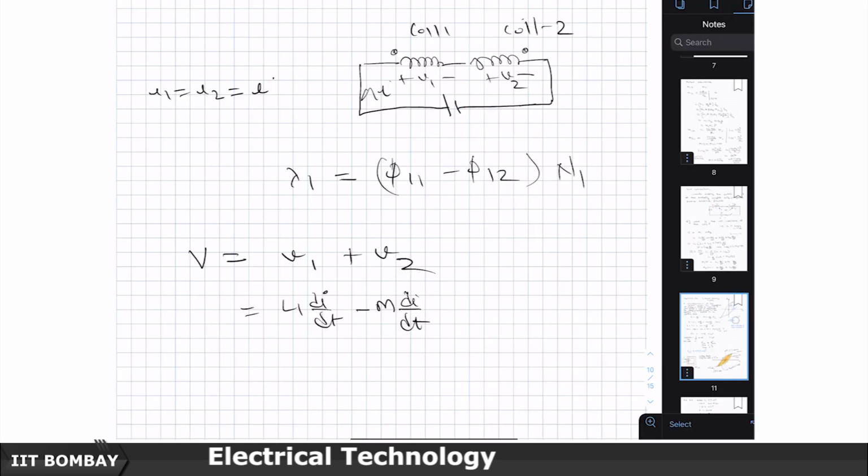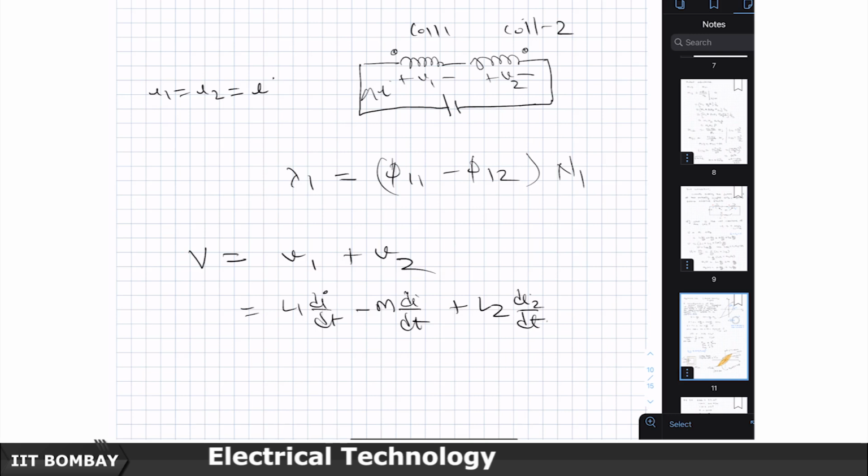Where is this induced voltage? It is in coil 1. What is the cause? The current in coil 2. What is the current in coil 2? It is I. Is it entering the dotted terminal of coil 2? No, it is leaving the dotted terminal of coil 2. Therefore, instead of plus m di by dt, it has become minus m di by dt. And similarly, for the other coil, V2 will be equal to L2 di2 by dt.